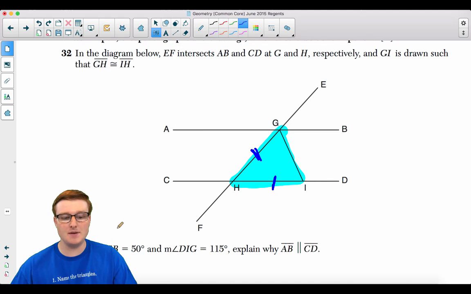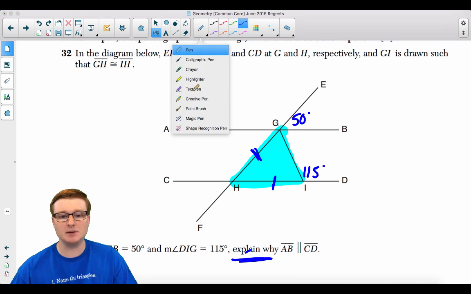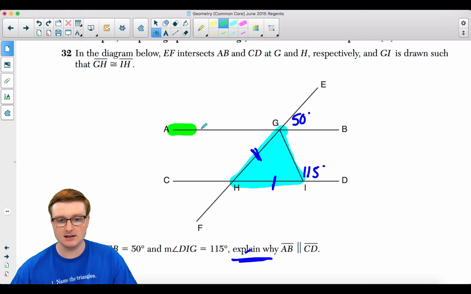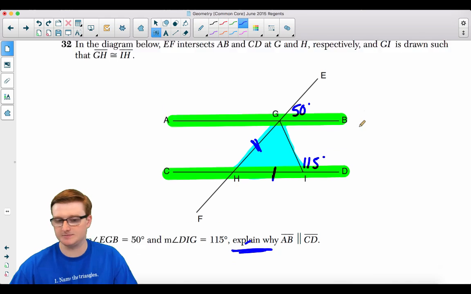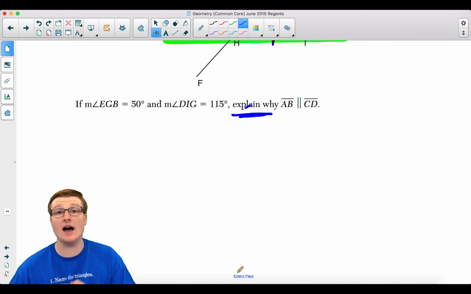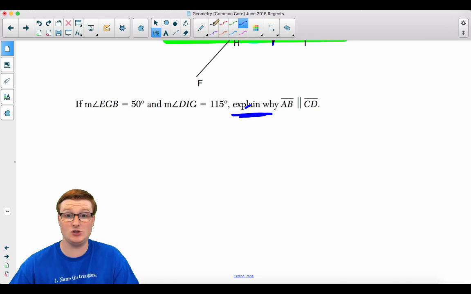Then it says here, if the measure of angle EGB up here is 50 degrees and the measure of angle DIG is 115 degrees, explain, oh God, there's that explanation again. Explain why line AB is parallel to line CD. All right, get ready to copy, folks. This is how much you have to explain this.